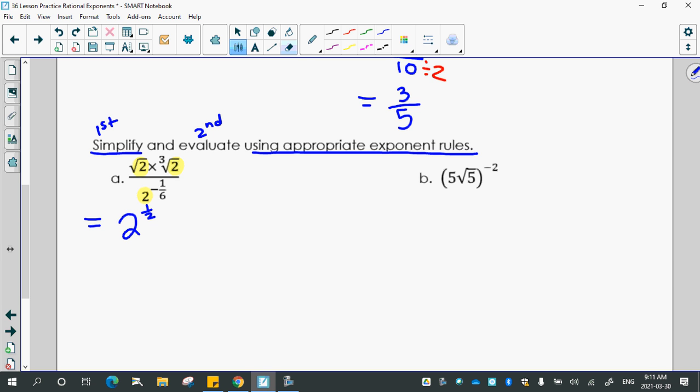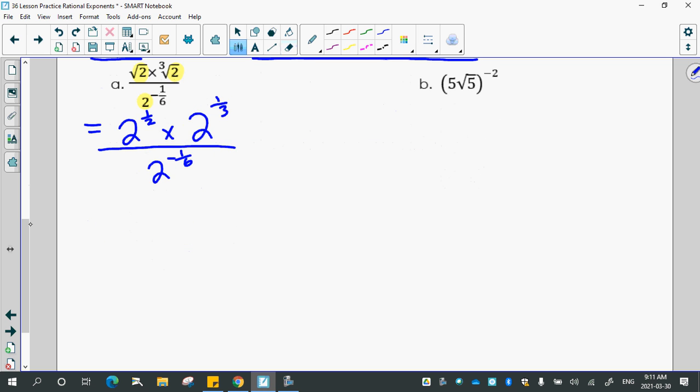Okay. Okay, then how about writing the third root of 2? How could I write that using an exponent? 2 to the 1/3. Good. And then the denominator is already written with an exponent. Okay, so in the top, I'm multiplying powers with the same base. Bases are the same, so the rule is keep the base and add the exponents. I still have the denominator, but I'm not dealing with it right now, but I still got to write it in.